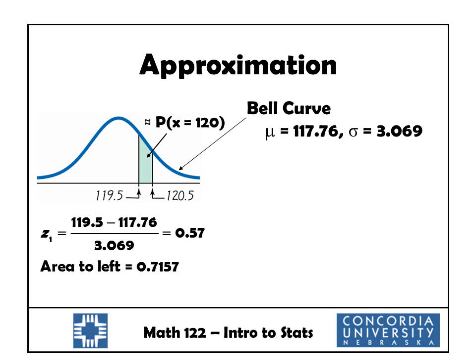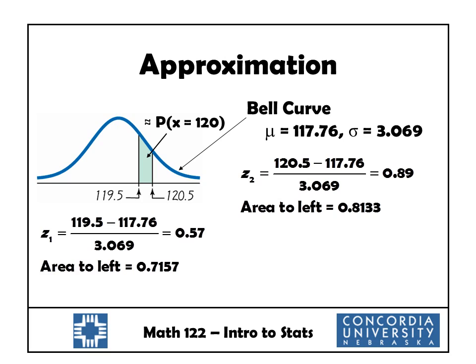So we know how to find areas underneath bell curves. We convert the numbers over to z-scores and find the area. So we're going to take that first number, 119.5, convert it to a z-score by subtracting the mean of 117 and dividing by the standard deviation of 3, and that gives us a z-score of 0.57. So we go to our z-score table, look at 0.57, and we find the area to the left is 0.7157.